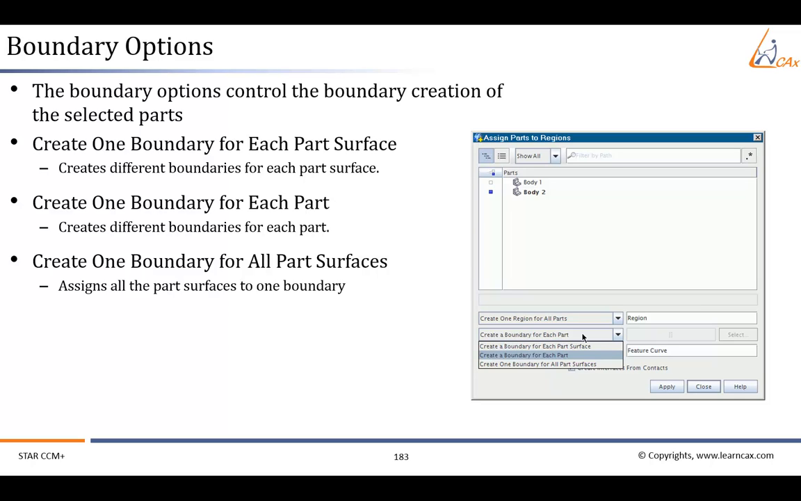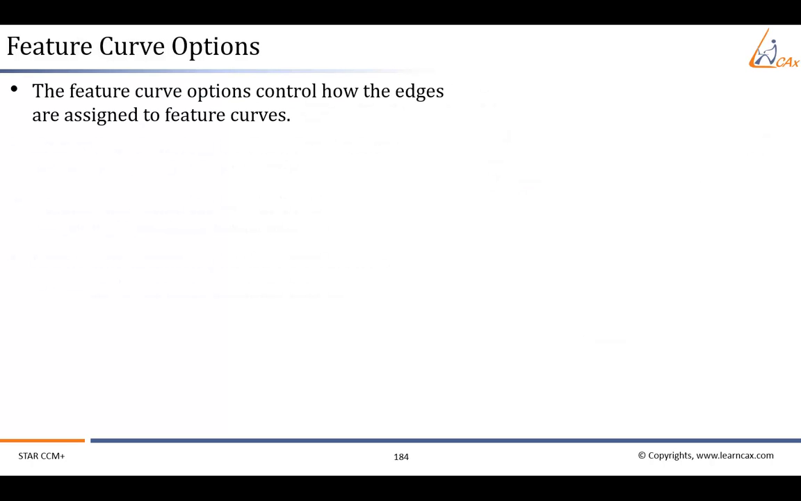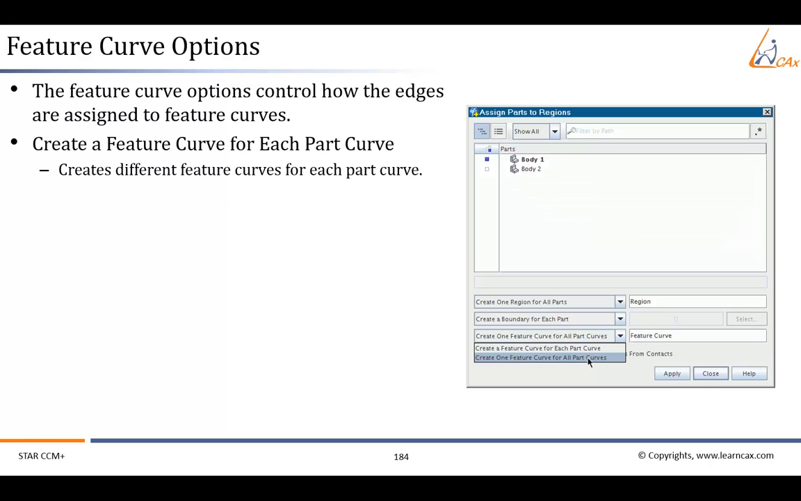Next, we have the feature curve option. The feature curve options control how the edges are assigned to feature curves. Let us see the meaning of available settings in this option. First is create a feature curve for each part curve. This option creates different feature curves for each part curve.